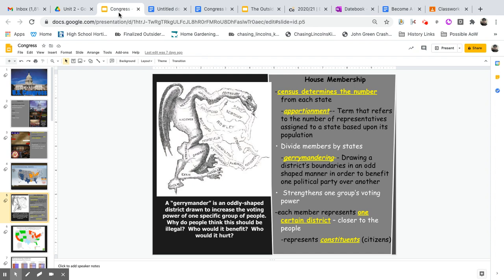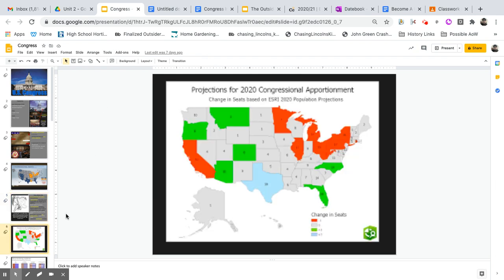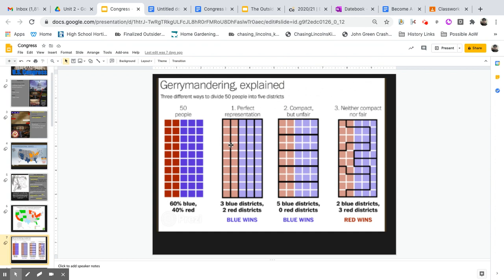I'm going to skip forward just a second to show you what that looks like. So remember, every 10 years, we typically are going to have to change what these boundaries look like, especially if you're getting more representatives. If you're not getting more representatives, you don't. But if you do, you are. So you can see how people would flub the numbers because they're having to create all these new boundaries. So let's say you've got 50 people and 60% of them are voting blue, 40% tend to vote red.